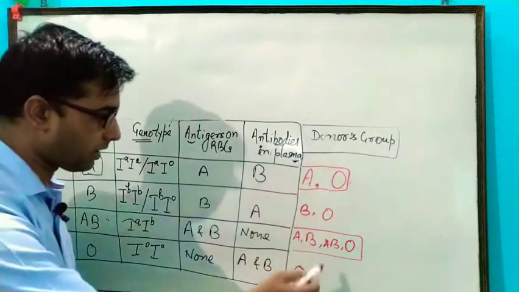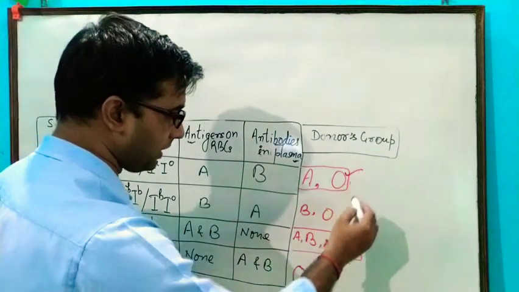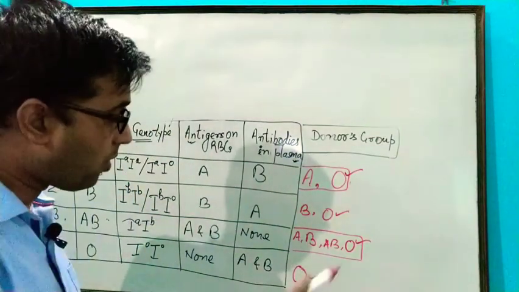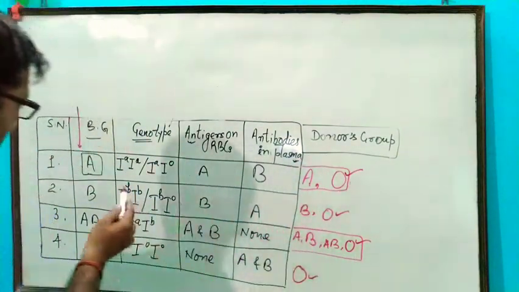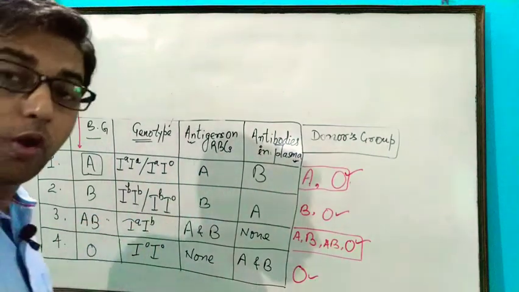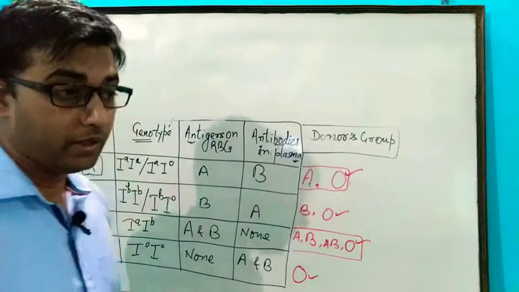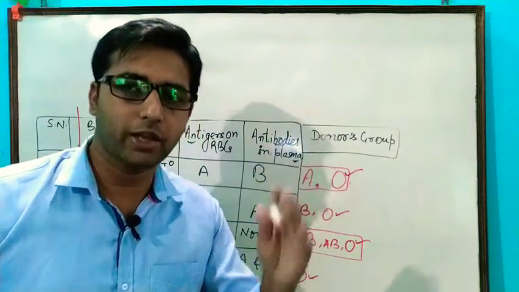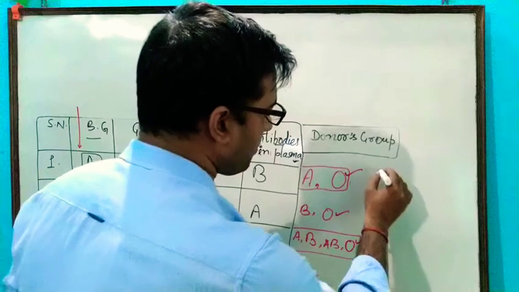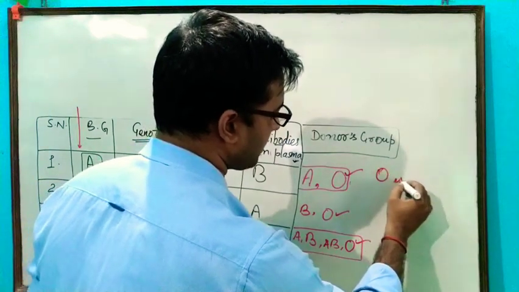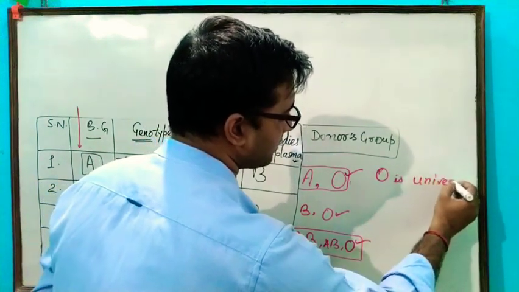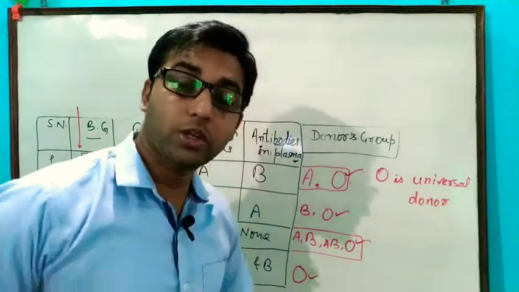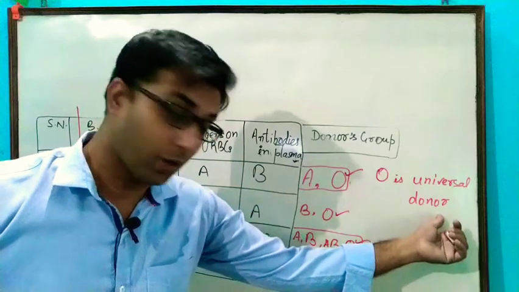Now see the chart. O is present here, here, here and here. It means O is present in all four donor groups. Simply it means O can give blood to each and everyone. So O is what? O is the universal donor.